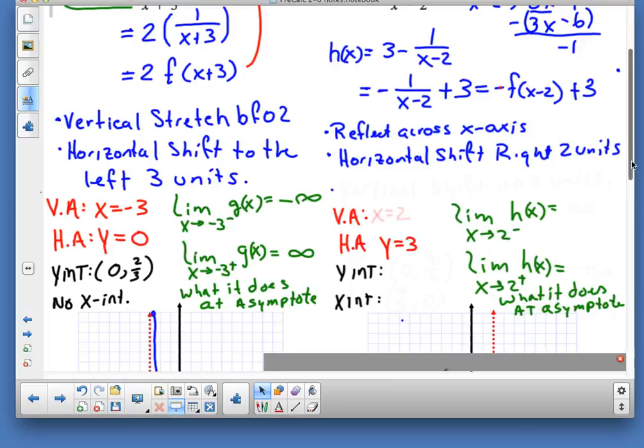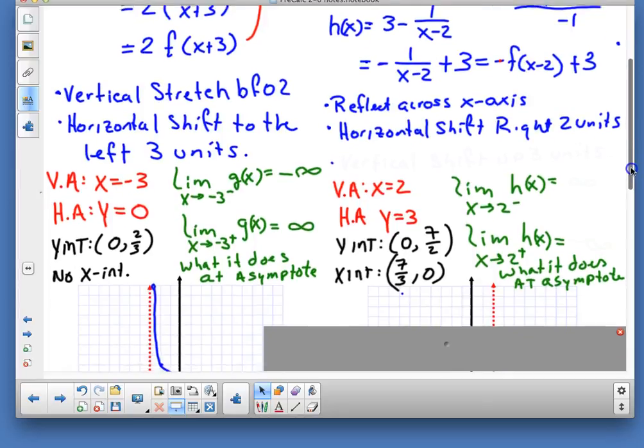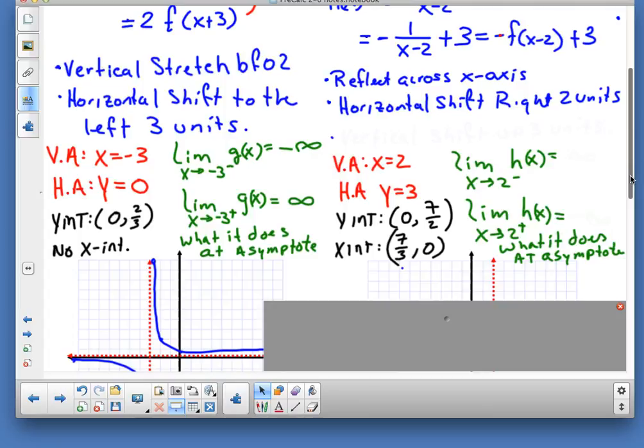My VA is 2. My y-intercept, I put 0 in there, I get negative 1 over negative 2, which is a half, plus 3. So I should be able to talk about 7/2, or 3.5. That's where it comes from. My x-intercept, if I wanted to go through that, is 7/3, 0. Now I find out where y is 0, and I solve for that on the side, because it's going to cross my x-axis. So if I pop those on, if I can get rid of my little screen.